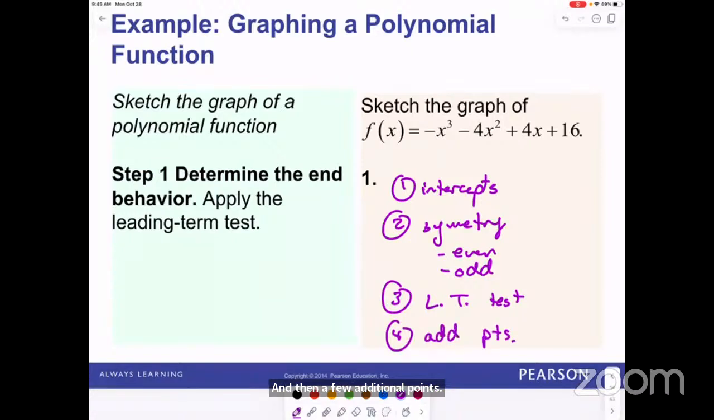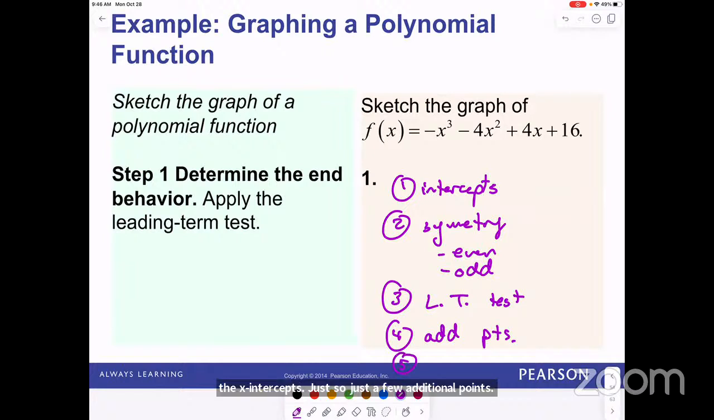Between and beyond your x-intercepts. When we did rational functions, we said between and beyond the x-intercepts and the vertical asymptotes. Here, we're not going to have any vertical asymptotes, so you can pick a few additional points between and beyond the x-intercepts. And then lastly, we put it all together in a graph.